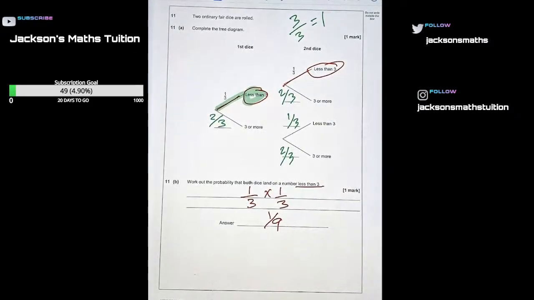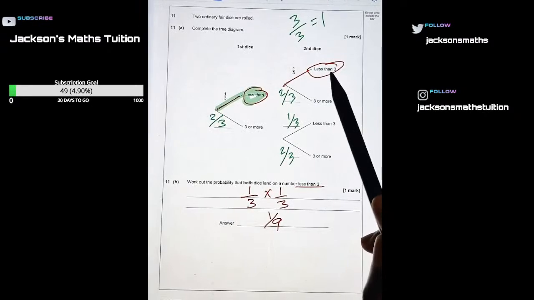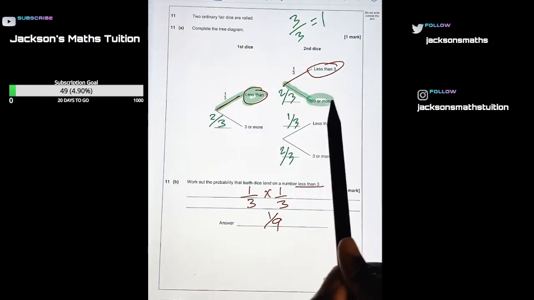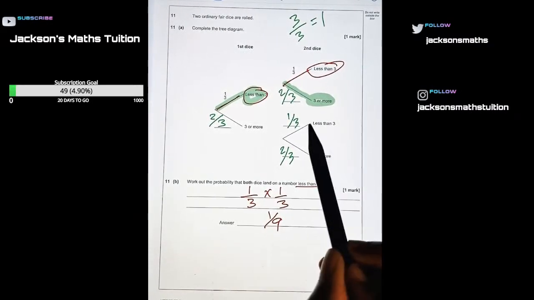And it says exactly 1. So we can't use less than 3 again. So it has to be 3 or more this time. Okay? So this is 1 that has less than 3. So that's the first one you're going to use. And the second one, less than 3 is here.